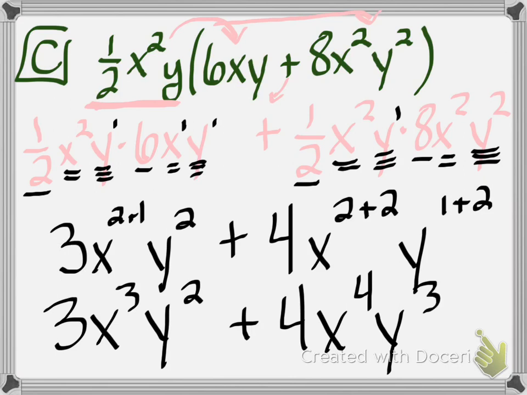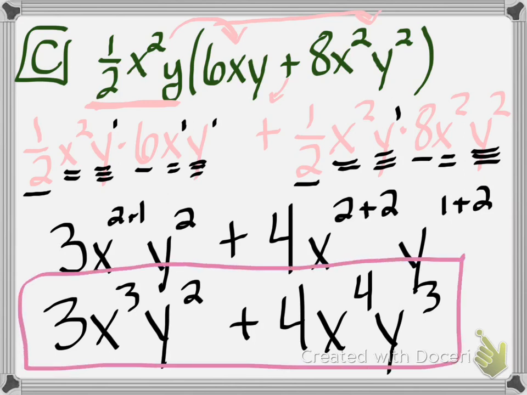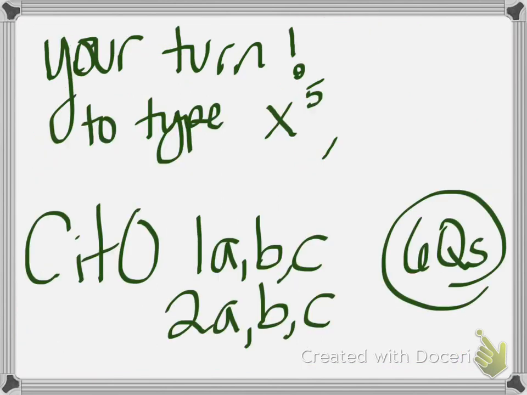These are not the same exponents, 3 and 4, 2 and 2, so I cannot combine them. They are not like terms. That is the answer. 3x cubed y squared plus 4x to the 4th y cubed.